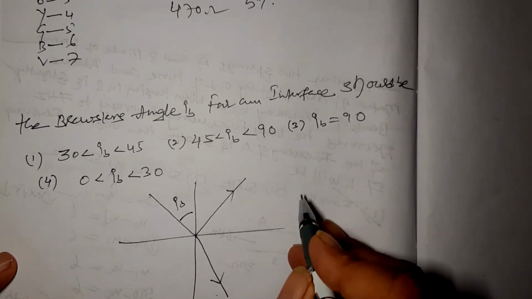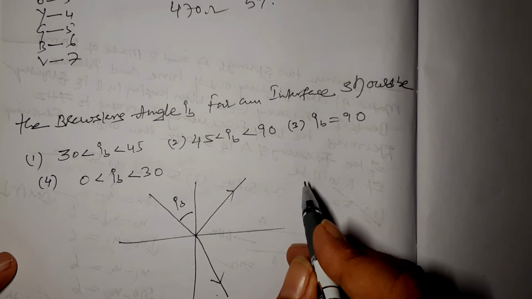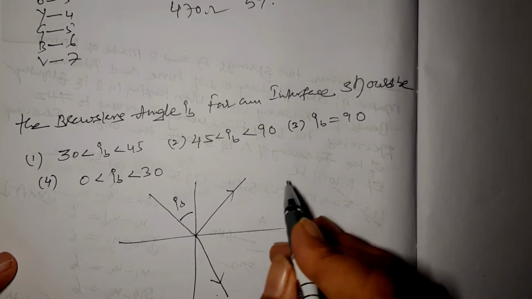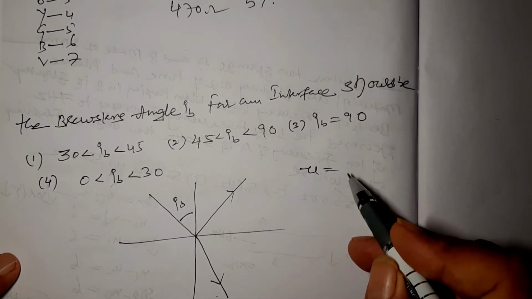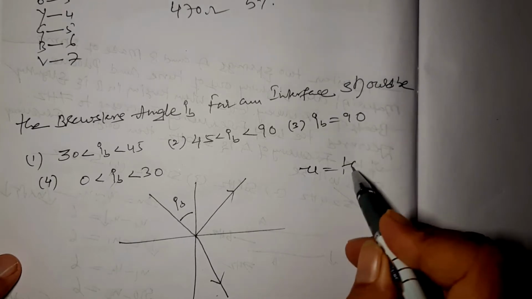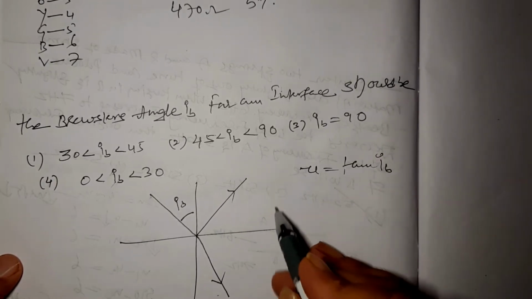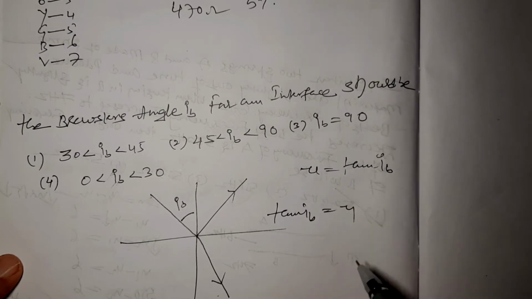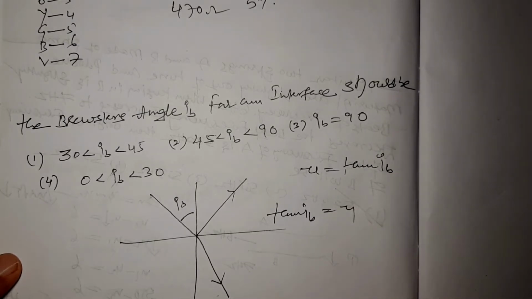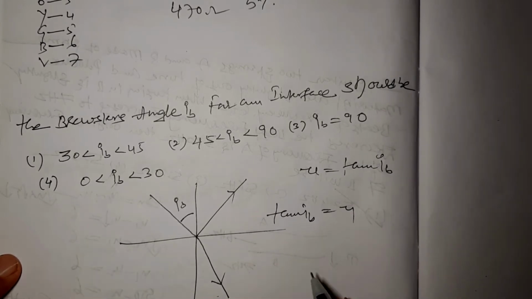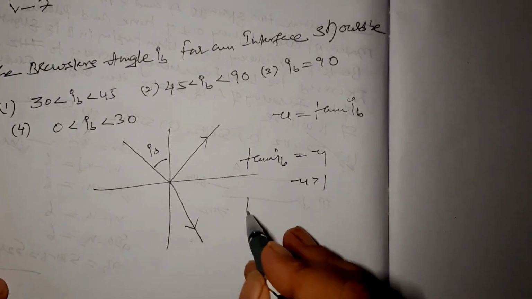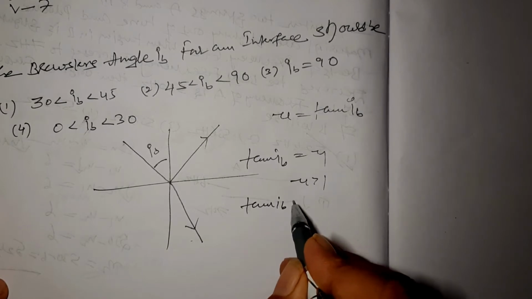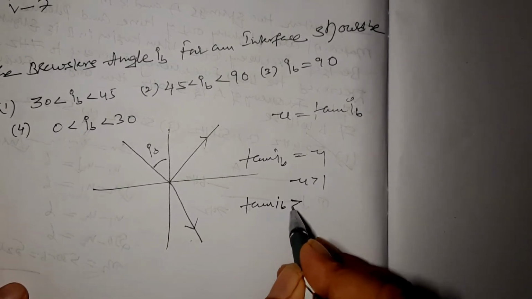So here, how much is that Brewster angle? There is a relationship between the Brewster angle and the refractive index of the medium: tan iB is equal to mu. But here the light ray is going into a medium of refractive index mu, and this mu is greater than 1. That means tan iB is greater than 1.